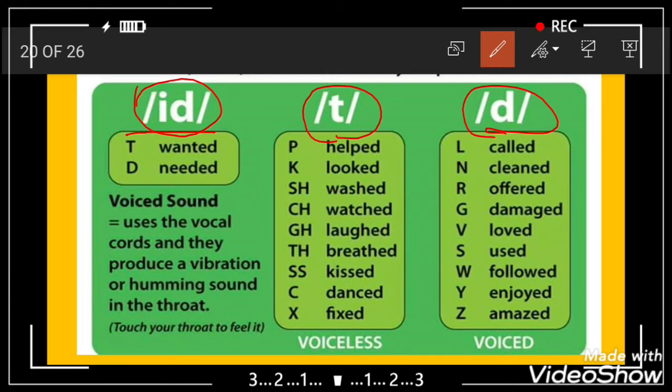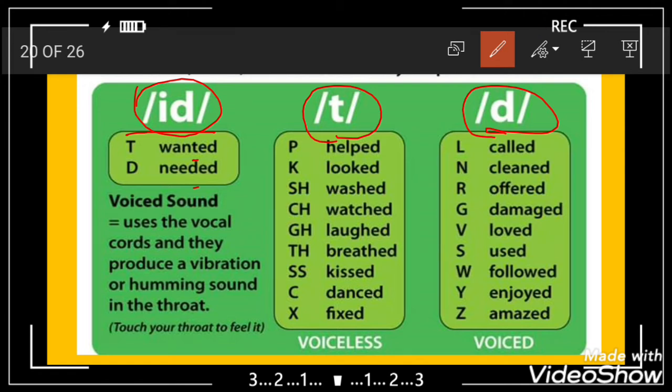When are you going to pronounce the ED as "ed"? If the verb ends in T or D, like want, wanted, need, needed, land, landed. So the ED here is pronounced as "ed" sound.